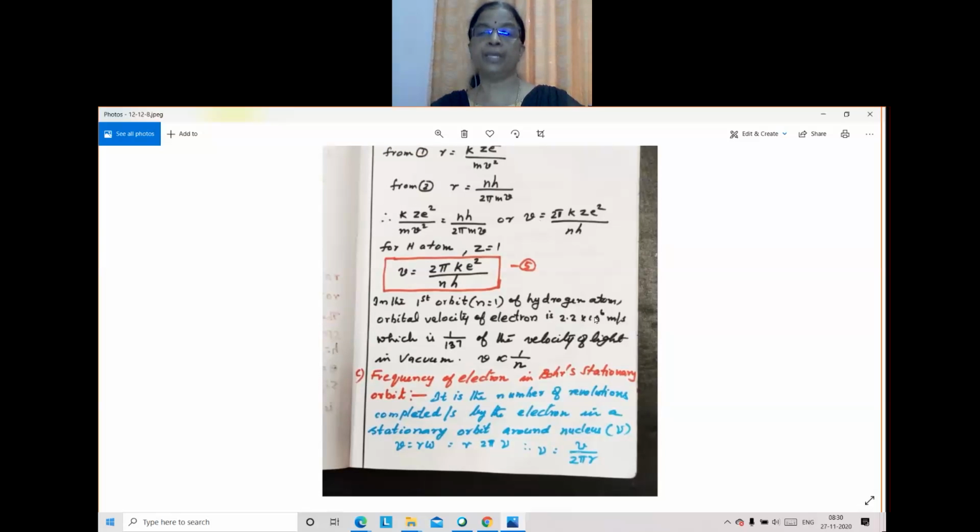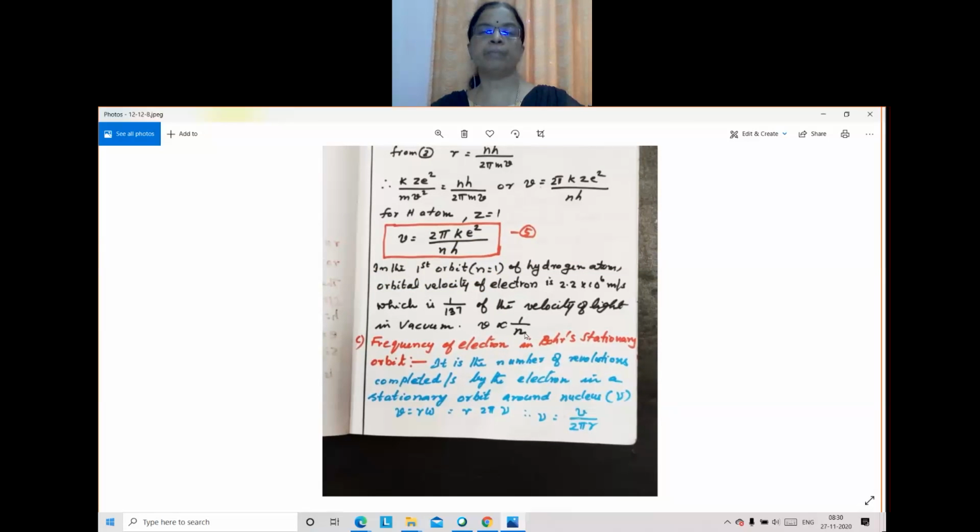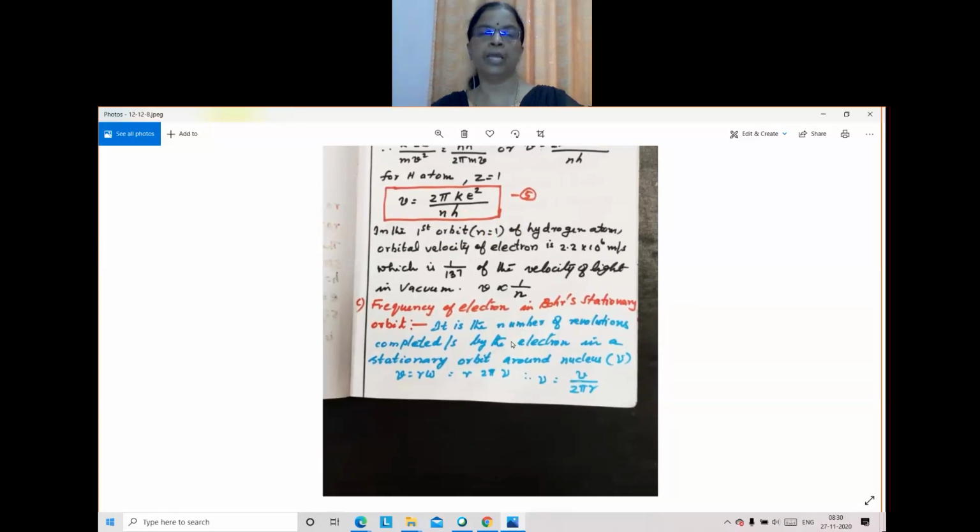3 into 10 raised to 8 meter per second. So the velocity of the electron is less than the velocity of light. It is 1 by 137 that of the velocity of light. The velocity of the electron in the hydrogen atom is 1 by 137 that of the velocity of light. V is inversely proportional to n, so velocity is inversely proportional to n.